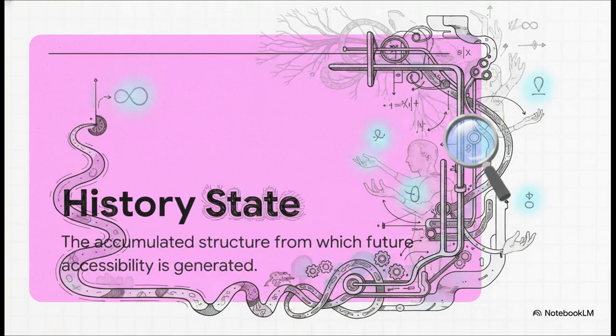Next, we have your history state. And what's super interesting here is that your history state isn't a dusty chronological diary. It's an active, accumulated constraint structure. Meaning, if an encounter changes what you can understand, or fear, or love, or expect next, it is structurally inside your history state right now.